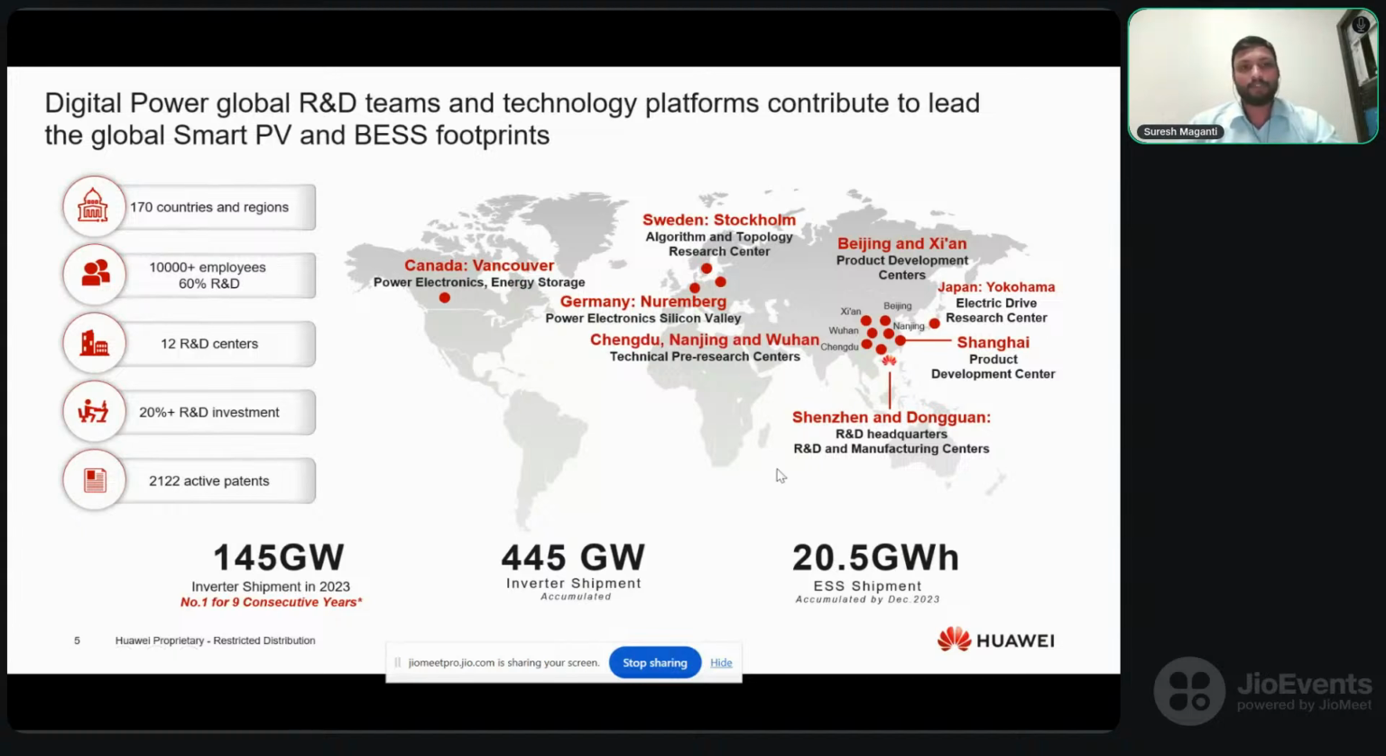When it comes to digital power, it also has a wide presence over 170 countries and many regions. Over 10,000 plus employees are working in that, and more than 60% of employees are working towards research and development. It has 12 R&D centers across the globe, including the Middle East. You can see the product development R&D is mostly in Shanghai.